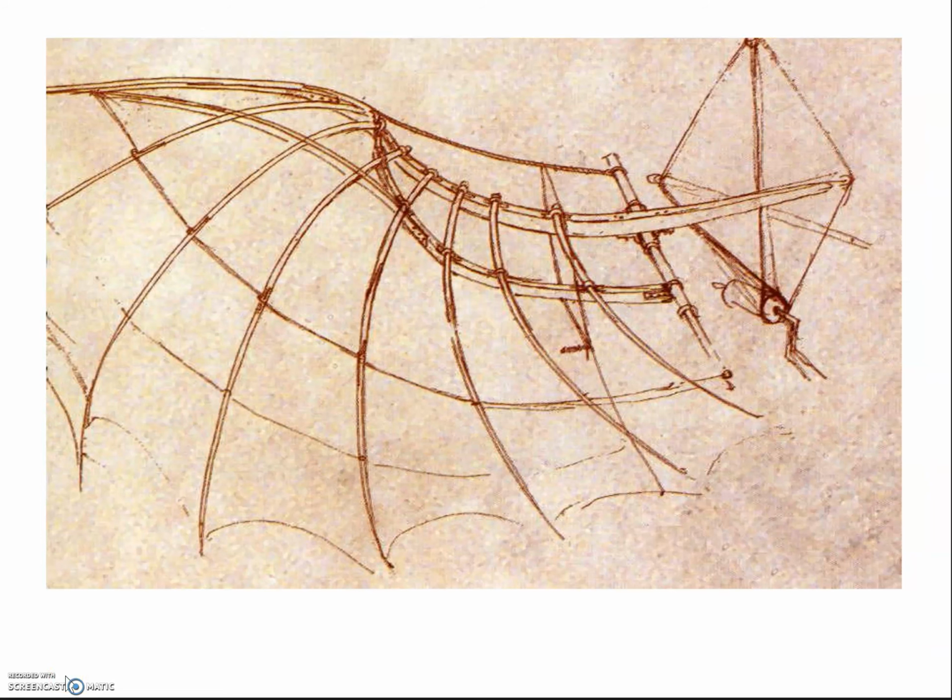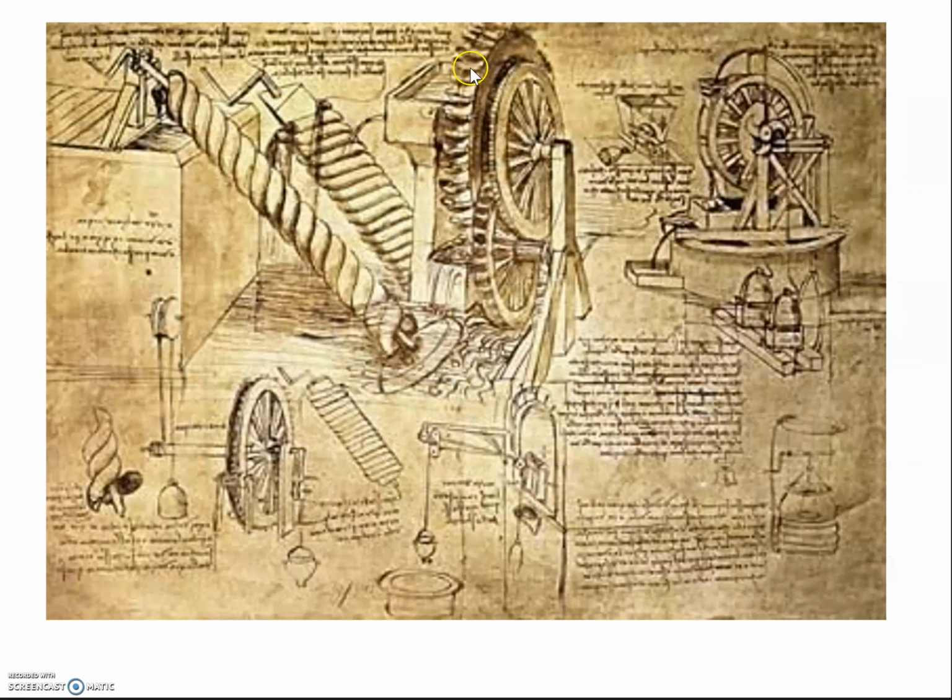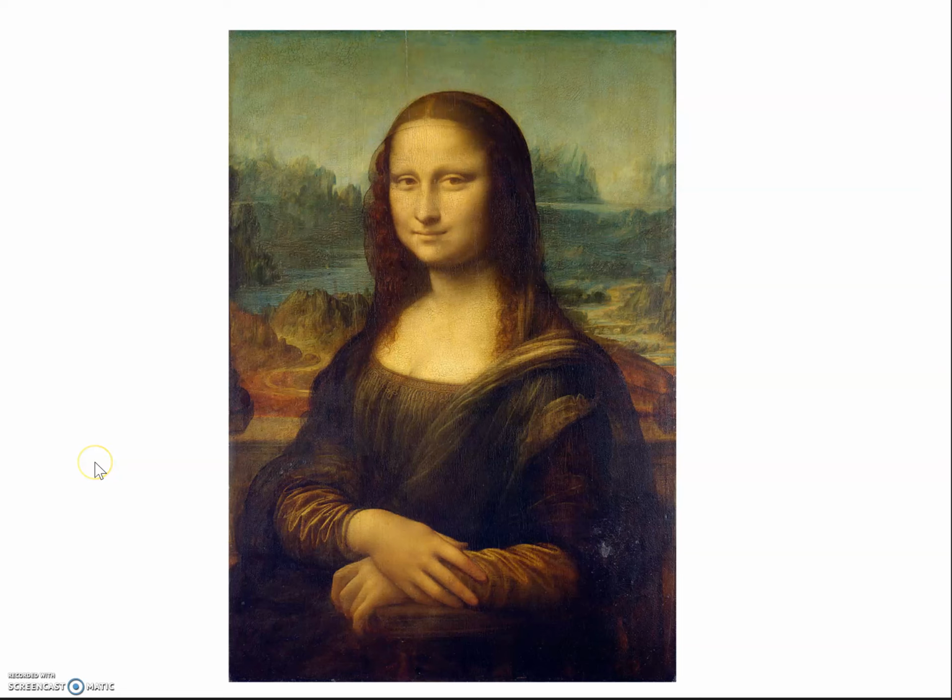Da Vinci was an inventor. He was trying to figure out ways to create flying machines and water wheels, and he even tried to figure out how to make cars and driving machines and things like that. And so he was an engineer and an artist. Sometimes Da Vinci had some focus issues. He took on a lot of projects, and some of them he didn't complete as fully as he possibly could have. Here's his famous Mona Lisa.